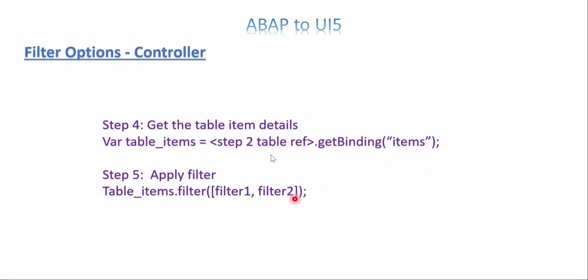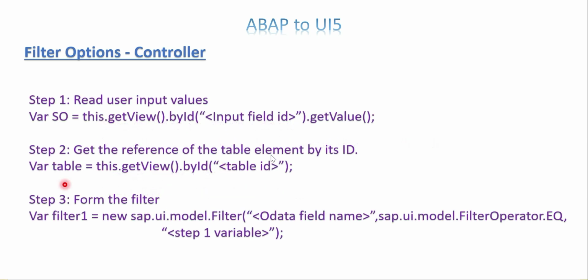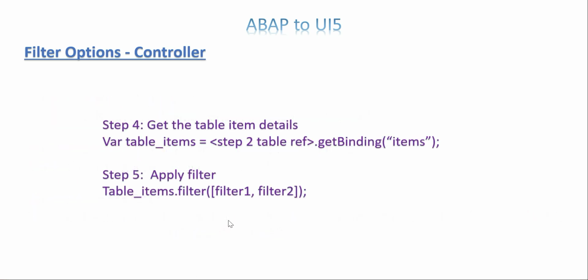And finally, we're going to apply the filter. Apply the filter is this one. Here T is small, here also small, but by default it comes with caps, so please ignore the caps. So table items dot filter, and you have to give the filter you made previously. We made only one, right? So this one filter, and if you have more than one, you can separate them by comma, filter two. This is pretty simple to receive the value at the UI level and send it back to your OData. This will take care of passing the information to your OData in the backend.